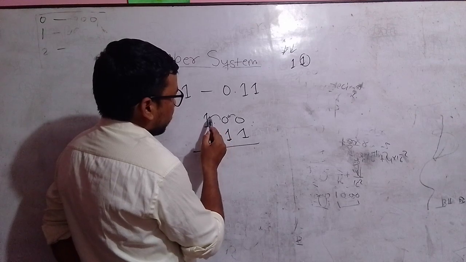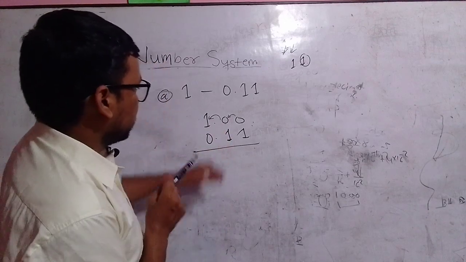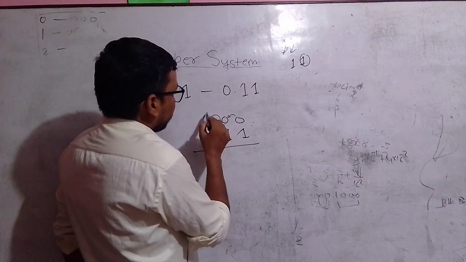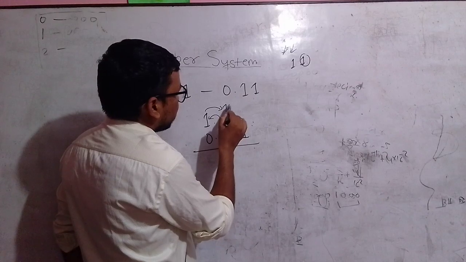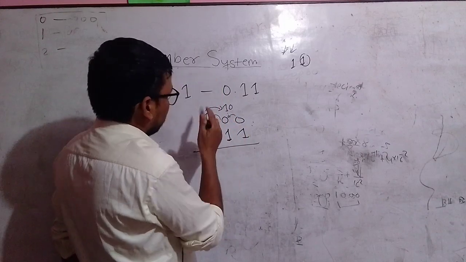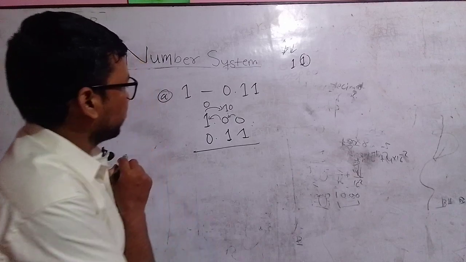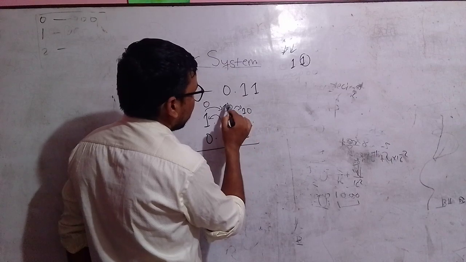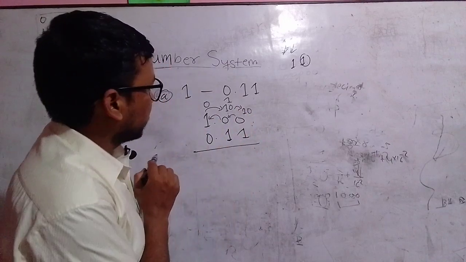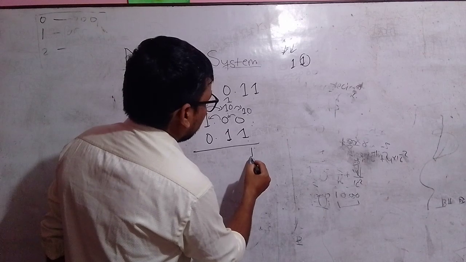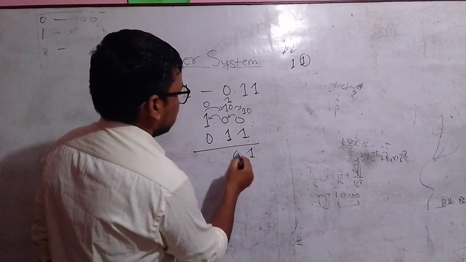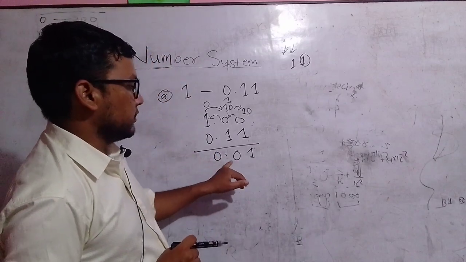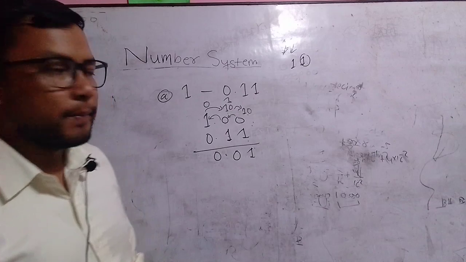Now it again asks for 1 from its nearest digit on the left-hand side, and it gives 1. After giving 1, it becomes 10 and here remains 0. And it again gives 1 and this position becomes 10 and here remains 1. Now 10 minus 11, 1. 1 minus 1, 0 dot 0. This will give the result 0.01.